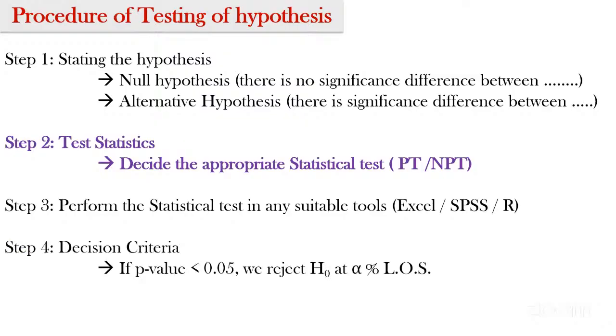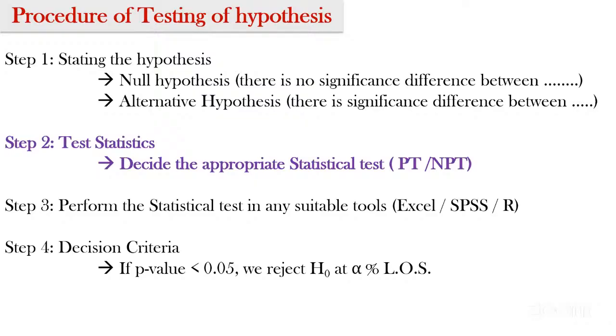Step 4, decision criteria. We had seen this also yesterday for regression to understand the model significance. That is going to be the standard decision criteria for any hypothesis testing too. If p-value is less than 0.05, that is actually alpha, what we generally take as 5%, right? So if p-value is less than 0.05, we reject H naught at alpha percent LOS.